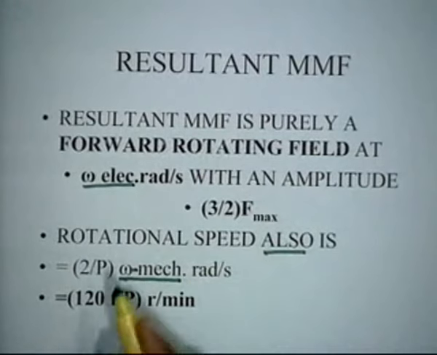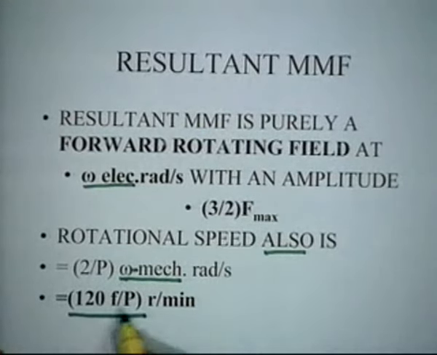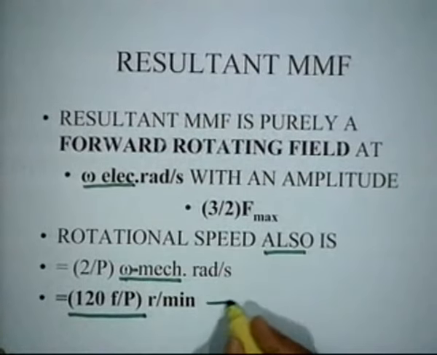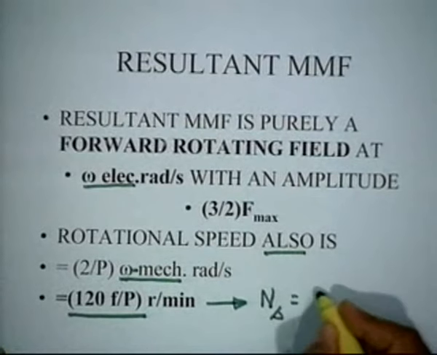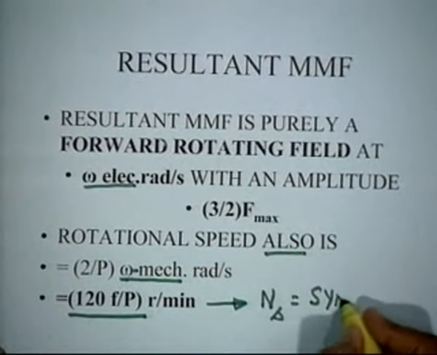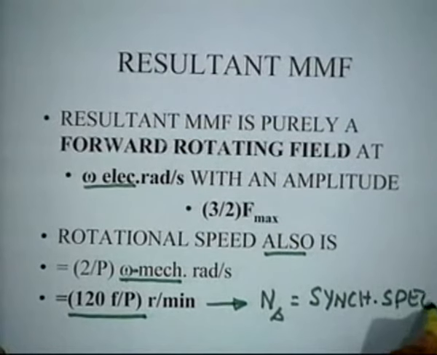We know omega electrical is multiplied by this to give omega mechanical, and if you want to write it in RPM, revolutions per minute, the speed of rotation is 120 f by p revolutions per minute, and you also call this ns, or often call it synchronous speed. Synchronous speed is also the speed at which the rotating magnetic field rotates, right.